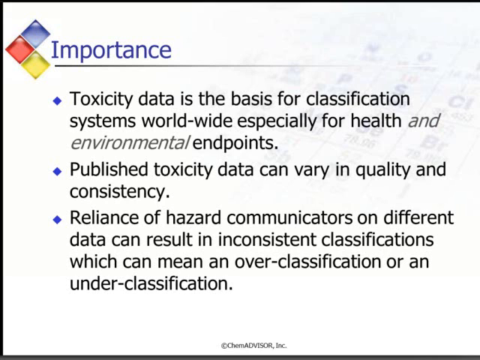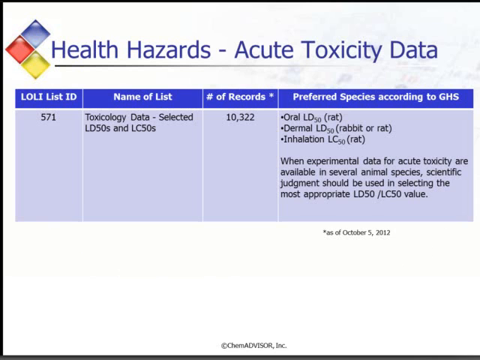Using different data from your neighbor, your fellow hazard communicators, can result in inconsistent results in classification or an over or under classification of a product. LOLI contains list ID 571, toxicity data, selected LD50s and LC50s, that includes data from the oral, dermal, and inhalation routes, generally by the preferred species that are identified according to GHS.